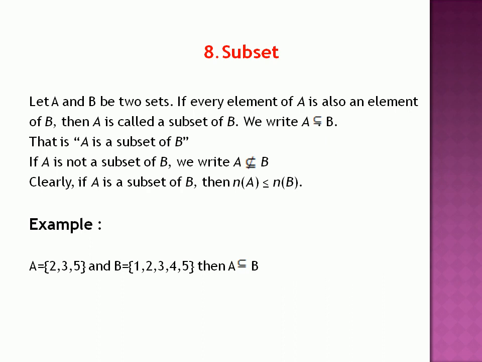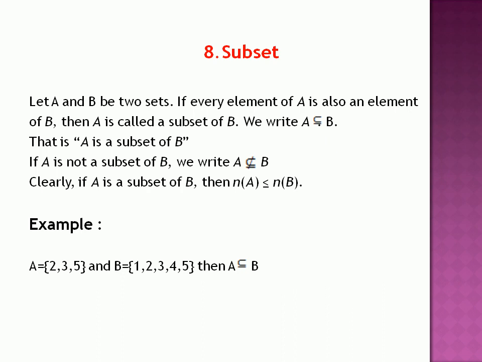Eighth one, subset. In the previous definition, universal set, I told you what subsets are. The set of natural numbers is a universal set. From that we are taking some elements. It is called a subset. The set of all odd numbers, the set of all even numbers, the set of all prime numbers. These are all subsets of the set of natural numbers.